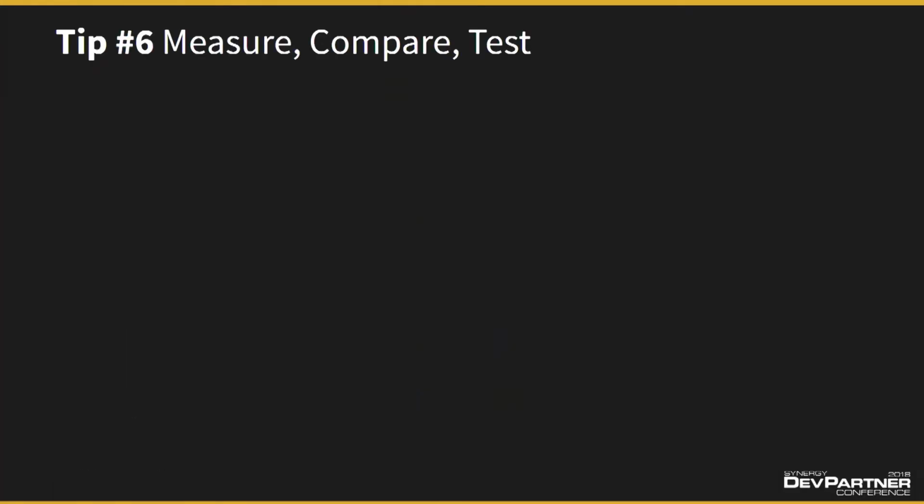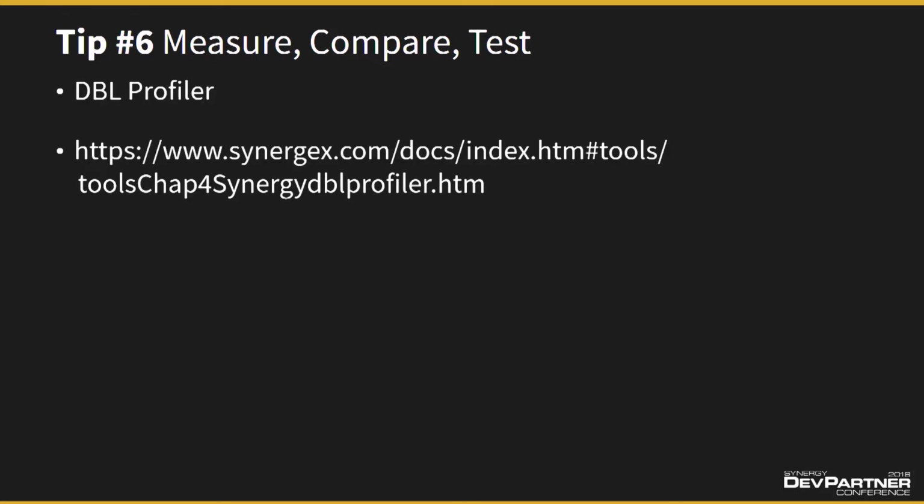Sorry about that. All right, tip number 6, measure, compare, and test. In this one, we're talking about the DBL profiler. If you've used the DBL profiler, you'll know what this does, but let's imagine you're in a scenario where you have this colleague who's unfortunately always wrong about everything, right? And they're saying, I have this process and it's doing what your code's doing, but it's doing it so much faster. Well, how?